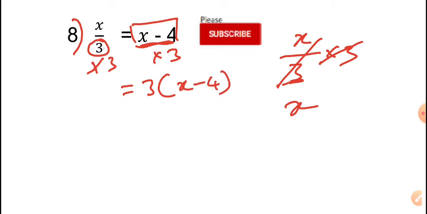And on the left hand side, remember the divide 3 and the times 3 cancel out, leaving just x. So make sure you've understood that. If not, we'll have to go over this again.